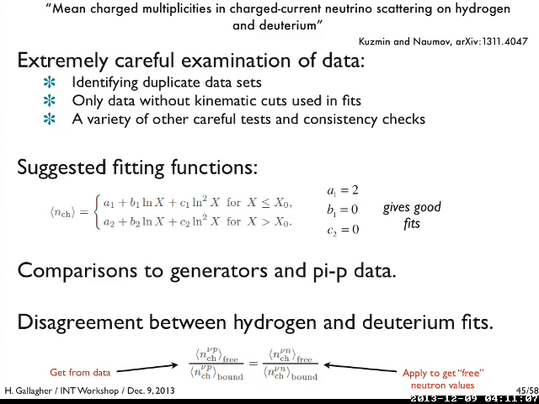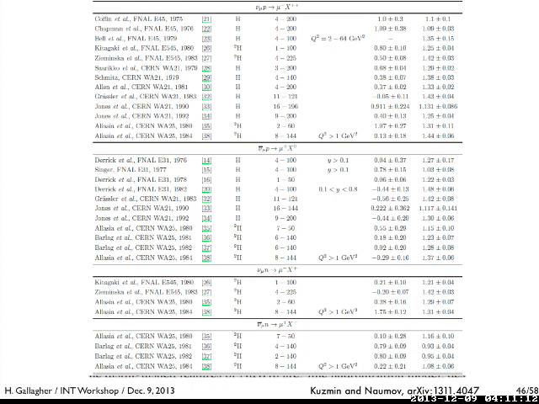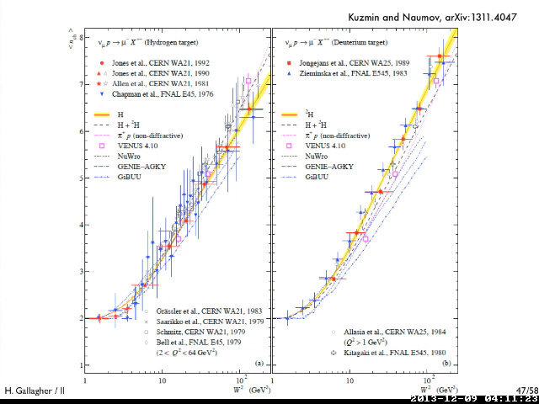So, for those of you that like this kind of stuff, I strongly recommend reading the paper, taking a look at it. It has a lot of this kind of stuff in it. All the old data sets, very carefully combed through. These kinds of fits. This is for muon neutrino proton. This is on charged current on hydrogen and deuterium.